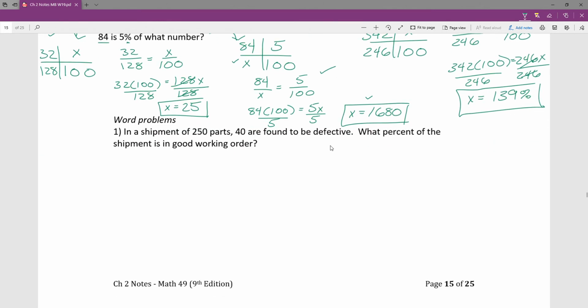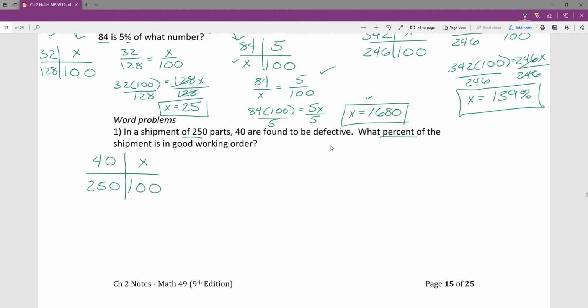So we've got one down here and then a number on the other side of this page. This one says that in a shipment of 250 parts, 40 are found to be defective. What percent of the shipment is in good working order? So we're going to, right off the top, start with the chart. It says of 250, so that's down below, 40 are found to be defective. X is up here. Now, what is X representing?